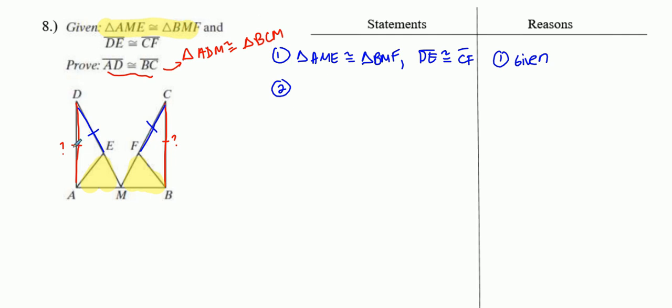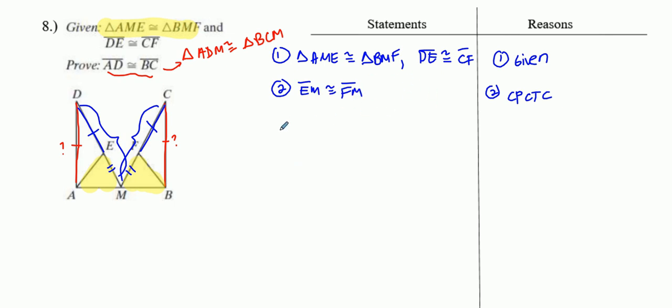But they did give me that DE and CF are congruent. Now, those segments are too short to be sides of these larger triangles. But if I knew that EM was congruent to FM, these 2 segments, then I could add them together to get DM and CM. Now, luckily, they did tell us in the proof that the yellow triangles were congruent. So I can say that EM's congruent to FM because those are corresponding sides in those congruent triangles. So I can use CPCTC to say that those segments are congruent.